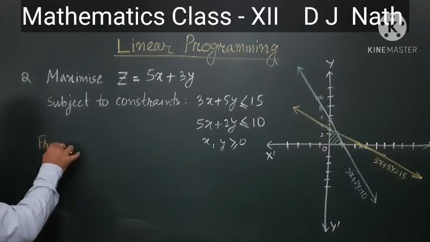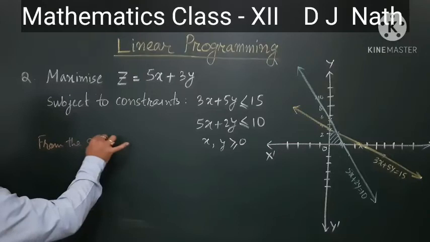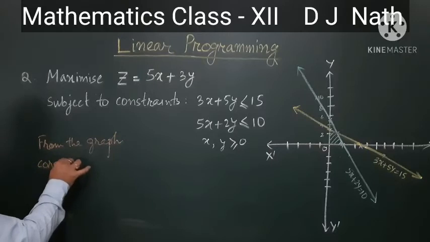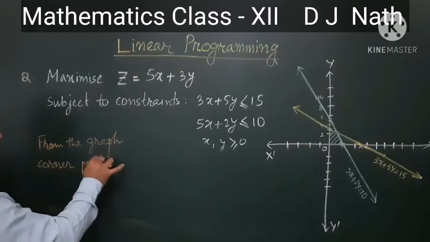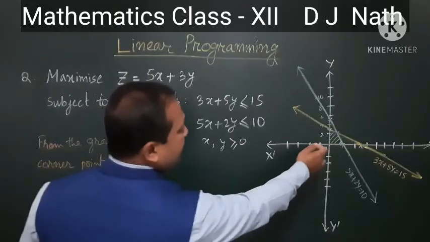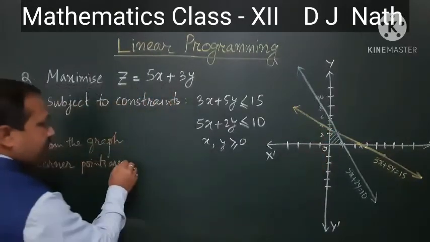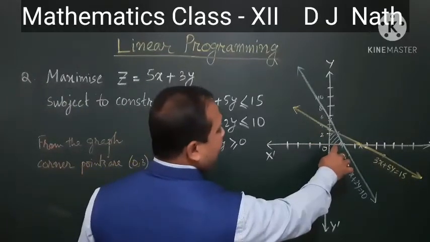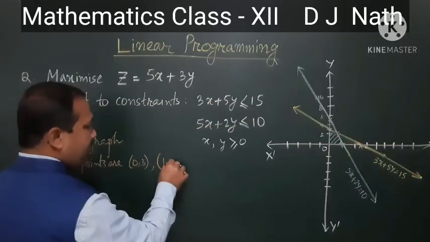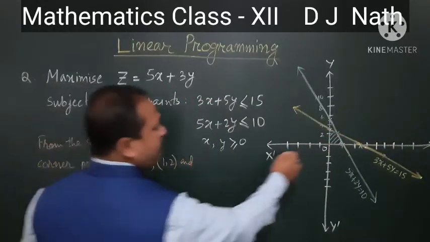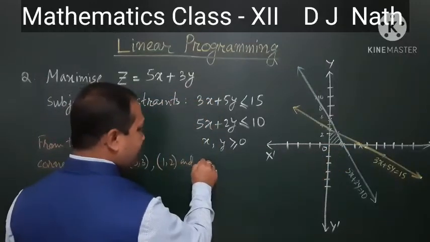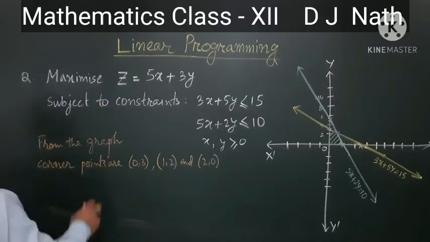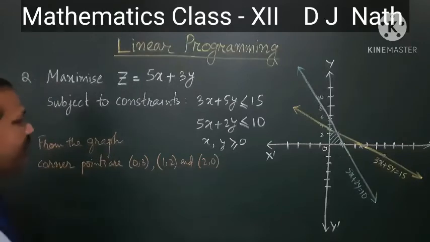From the graph, corner points are: one will be 0, 3. The next one will be 1, 2, and another is 2, 0. So these are the corner points. Now among these corner points, which value will give the maximum?